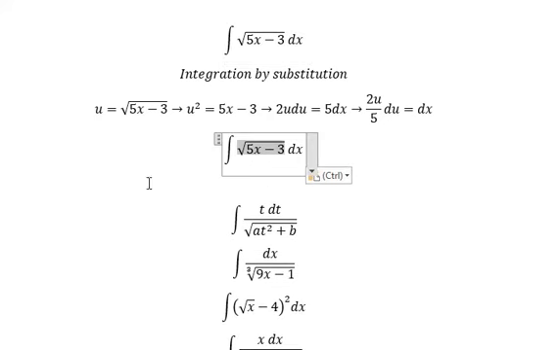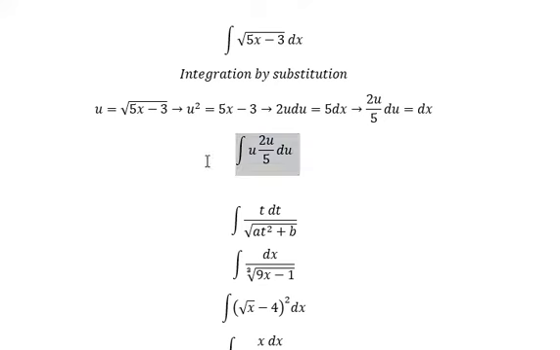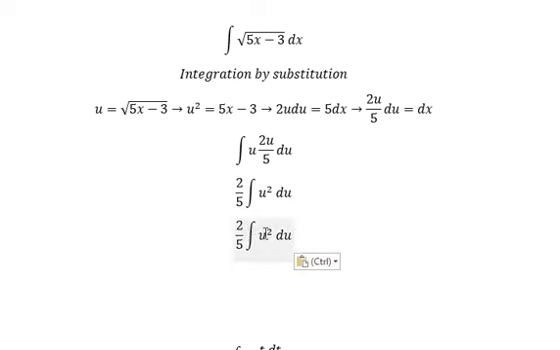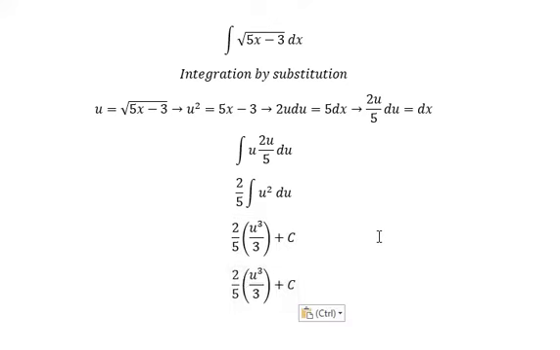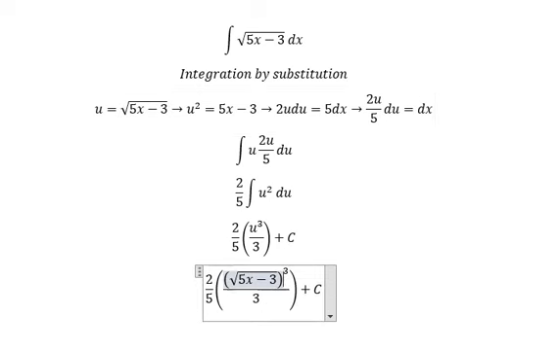This one we change for u. The dx we change for 2u over 5 du. Over 5 we put outside. u and u, you get u squared. The integration of this one, you get u to the power of 3 over 3, and we put c. For u, that's this one, and we get the final answer.